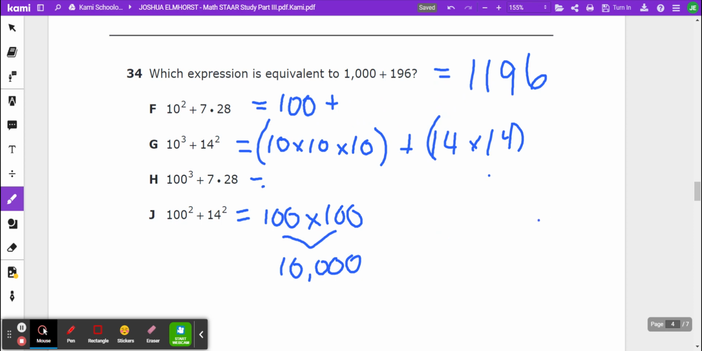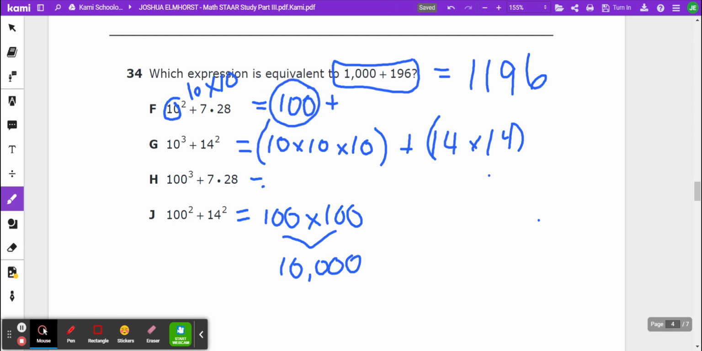Okay, number 34, going to look at the expression. Go ahead and add these up. And it's pretty much just asking you, do you understand exponents? So exponents are going to multiply 10 times 10. So this 2 means you're going to put 2 of them, which gives you 100.